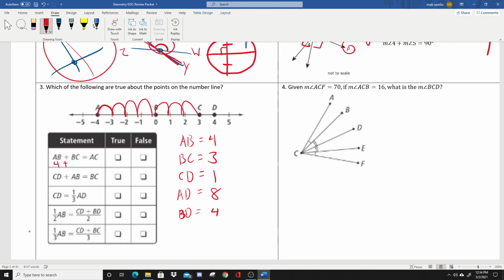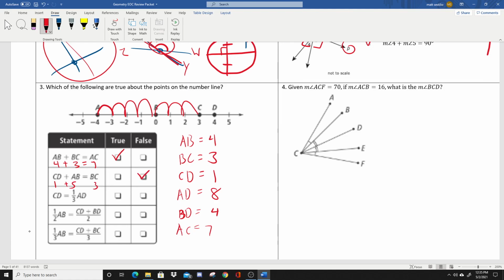4 plus 3 equals, AC, 1, 2, 3, 4, 5, 6, 7. Looks like AC is 7. That is true. 4 plus 3 is 7. CD is 1. AB is 5? BC is 3. That is false.